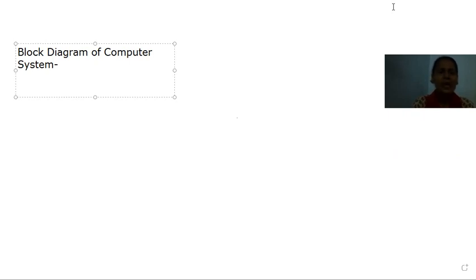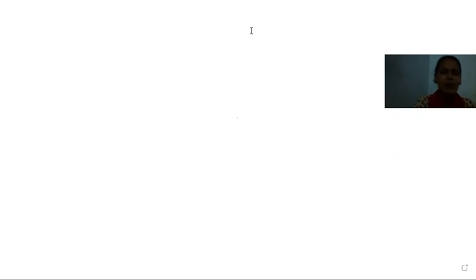Today, I will discuss the block diagram of computer system. So let's start. First of all, I will draw the block diagram of computer system.